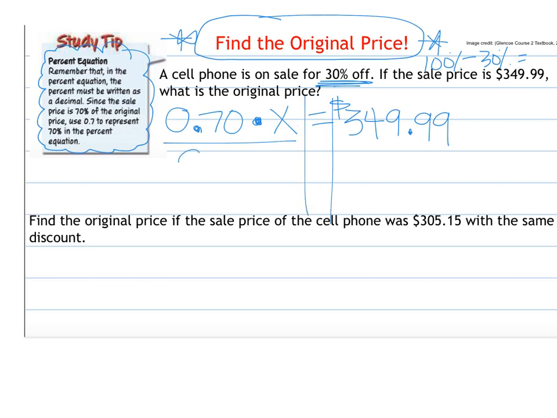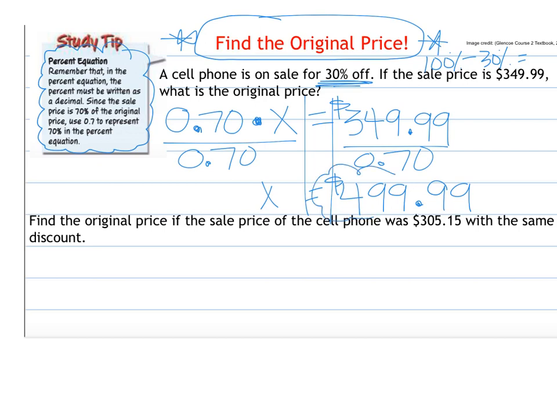Now, we're pros at solving equations. We are just going to divide both sides by 0.7. So 349.99 divided by 0.7, and I get X equals 499.99. I'm going to round it to the nearest hundredth. So that means the cell phone started at $499.99, and we took 30% off, and it brought us to $349.99.